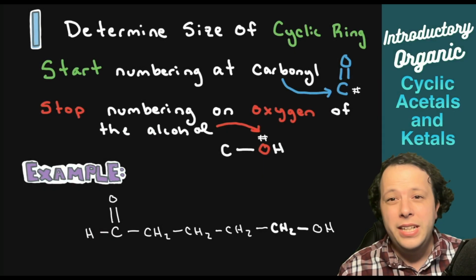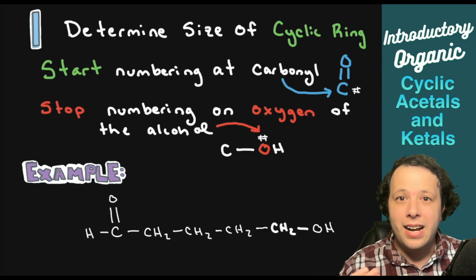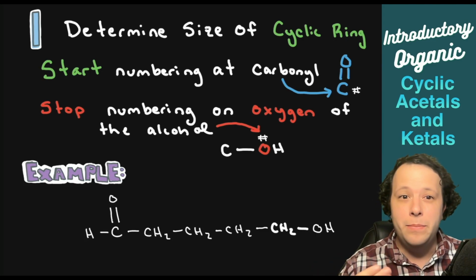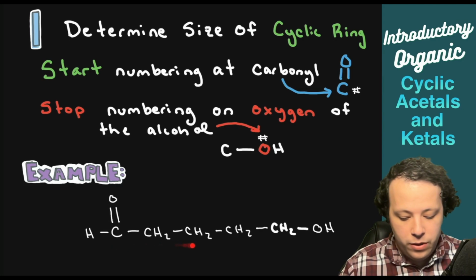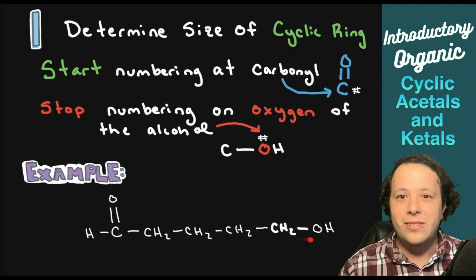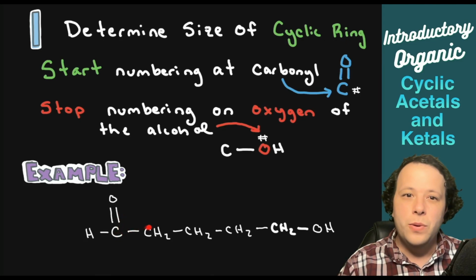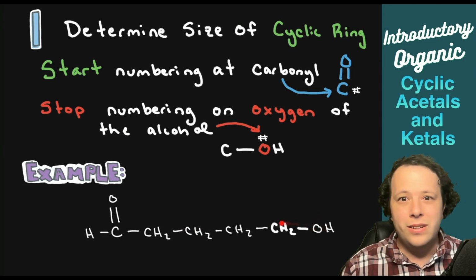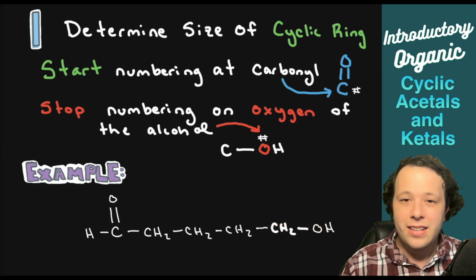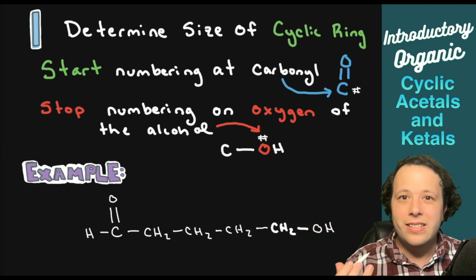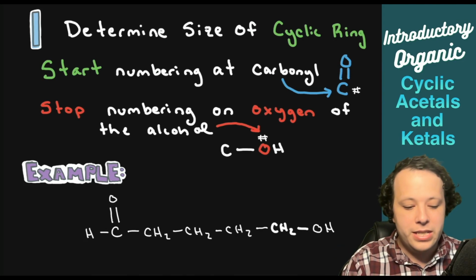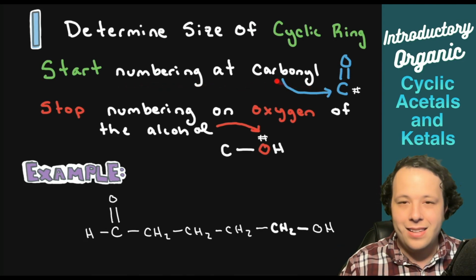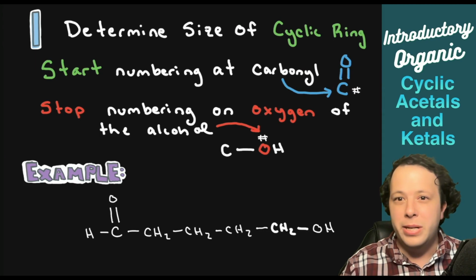The first thing that we need to do is determine what the size of our cyclic ring is going to be. So typically what you are going to get is a chain that looks like this. We can see that we have an aldehyde here, where it is a 5-carbon chain with an alcohol somewhere close to the end. Whenever we get a chain like this, we want to start our numbering at the carbonyl. So that's C double bond O.